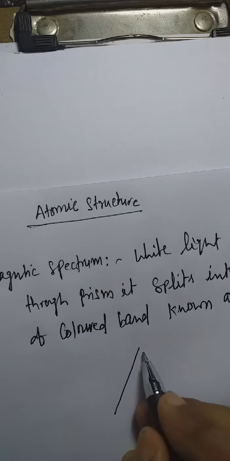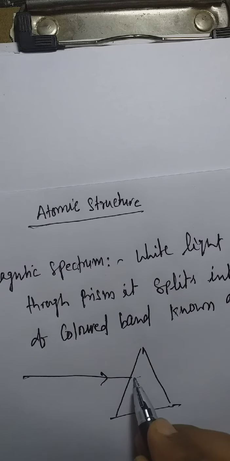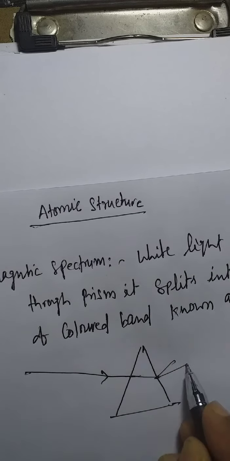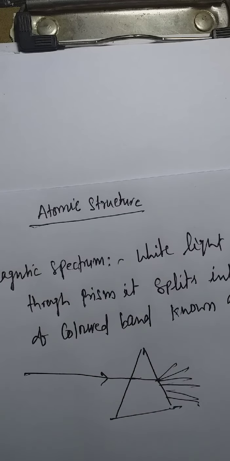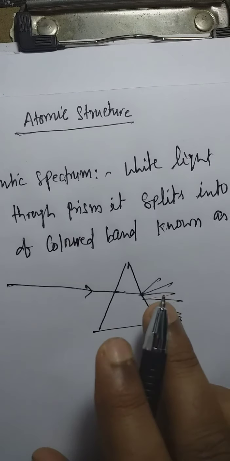So like this series, this is a prism, and when any light comes in, it is split into different kinds of bands, right? This is just a splitting of spectral lines. It is known as a spectrum.